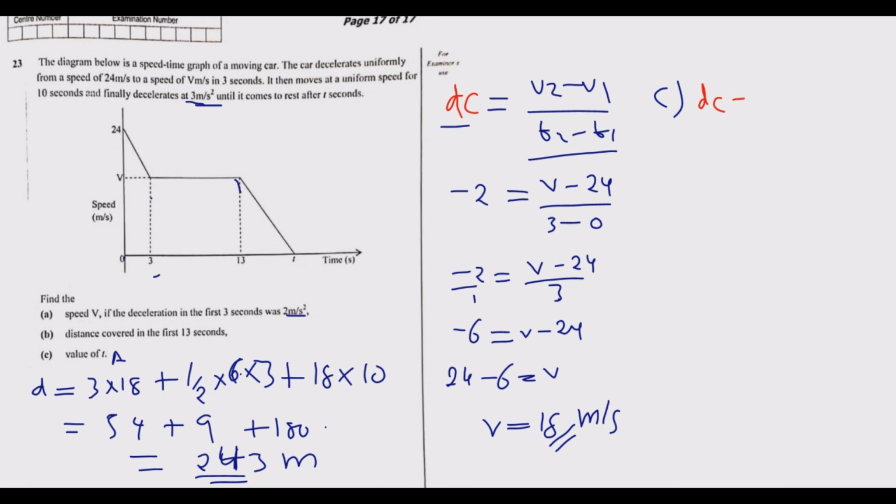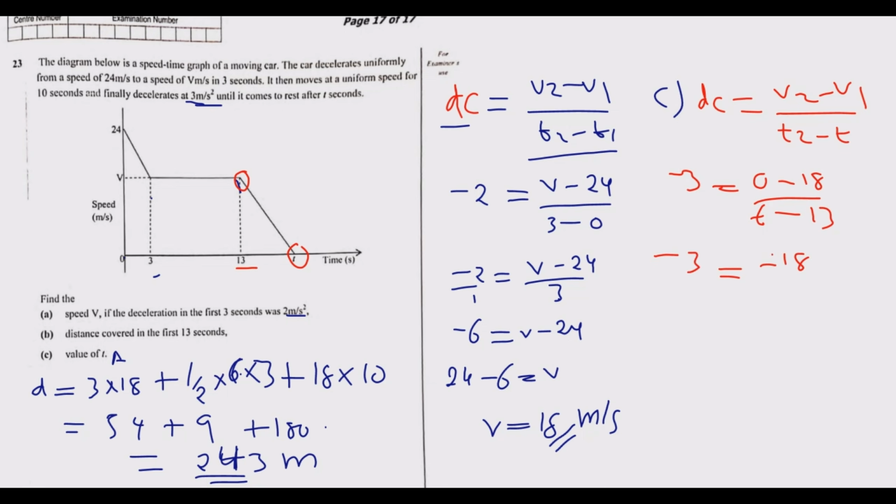So deceleration is equal to, again, v2 minus v1 over t2 minus t1. So deceleration in this case is equal to minus 3, is equal to, what is v2? This is the v1, then the final velocity is here, which is 0. So it will be 0 minus where we're starting from, which is 18, over t, the final t, minus this t, which is 13. So we get minus 3 is equal to negative 18 over t minus 13.